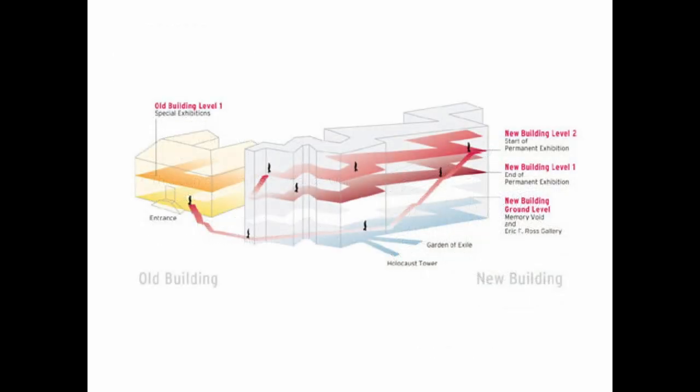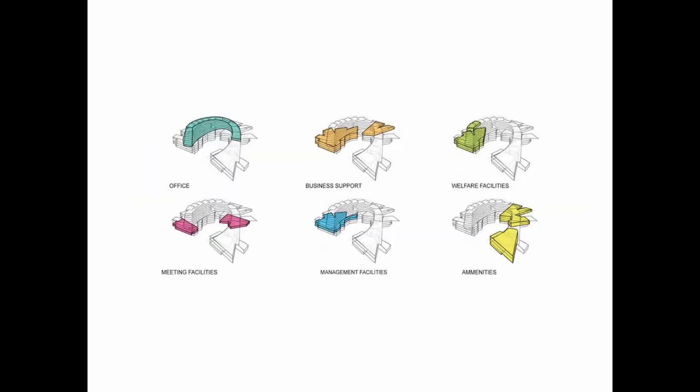So here we are as an example. We're highlighting the old building in yellow versus the new building. Two of the floors are in red. I couldn't tell you exactly what those are. Those are permanent exhibitions. And then we have the new building ground level that's different, and that's labeled in blue. So again, I don't know the buildings or the history of all of these diagrams, but they're showing you a lot about these particular buildings.